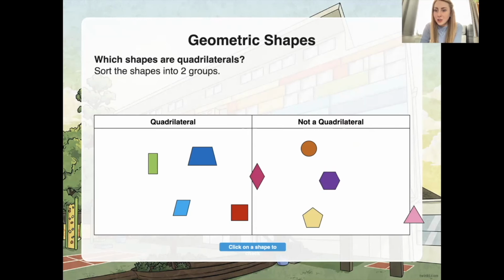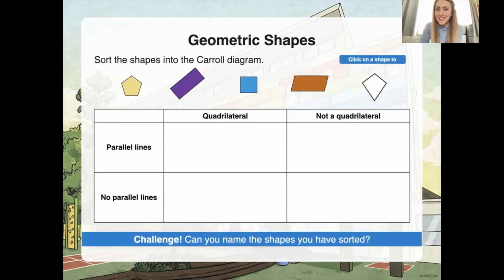And that hexagon is not a quadrilateral. So we've got four shapes that were not quadrilaterals, and we've got five shapes that are, one that's floating somewhere in the middle, but definitely needs to be over on the quadrilateral side.